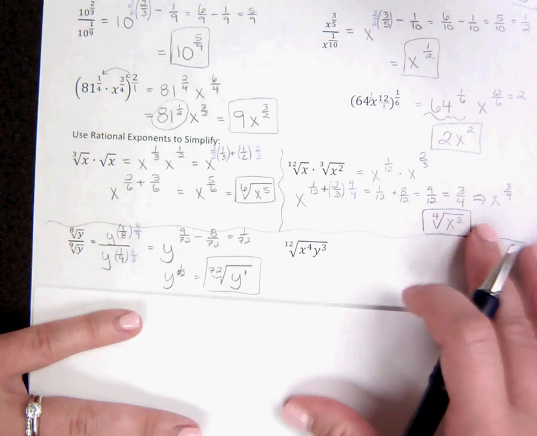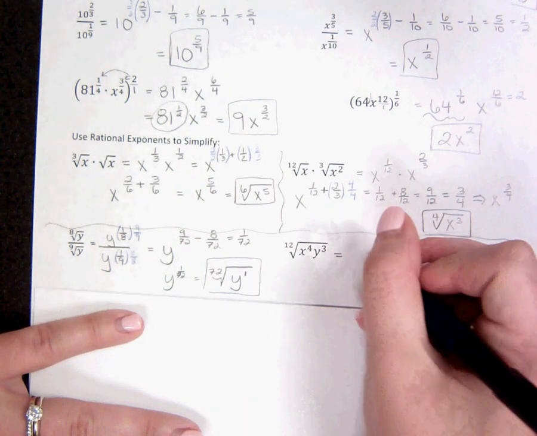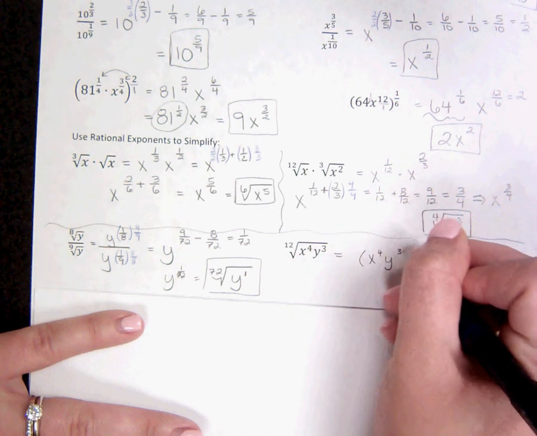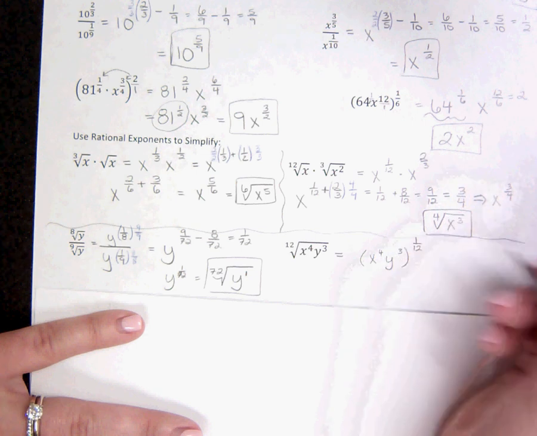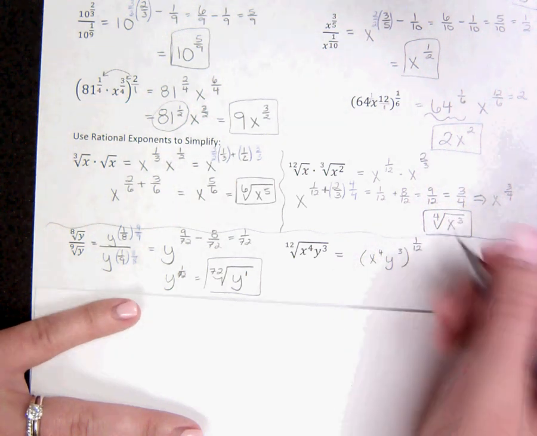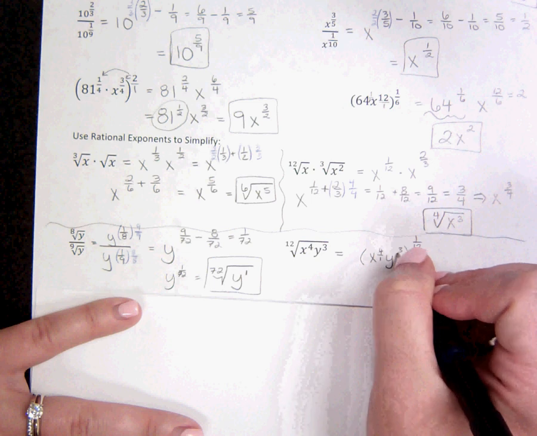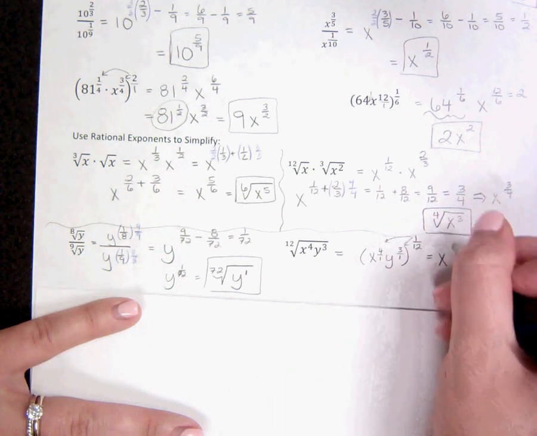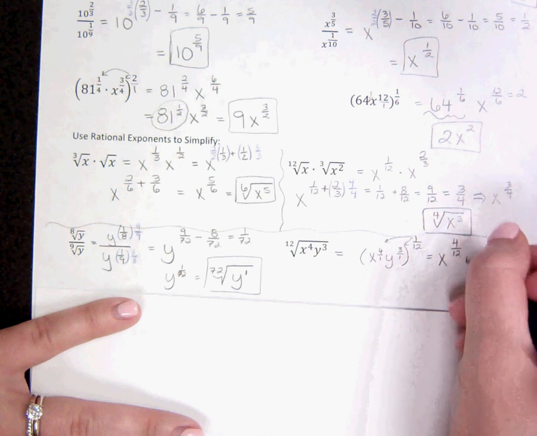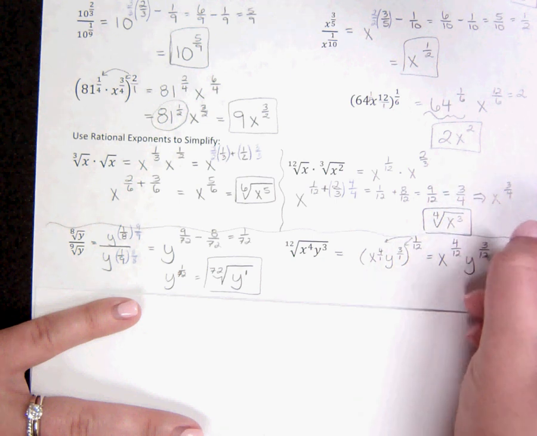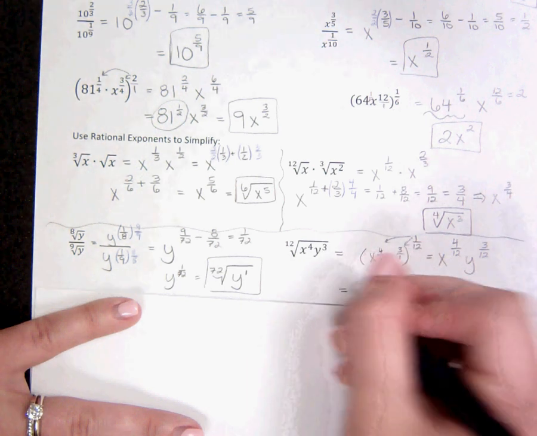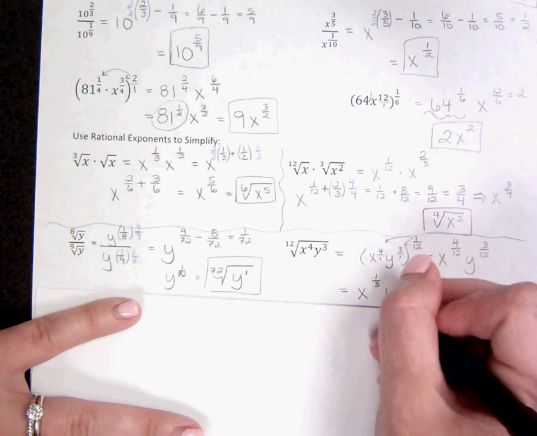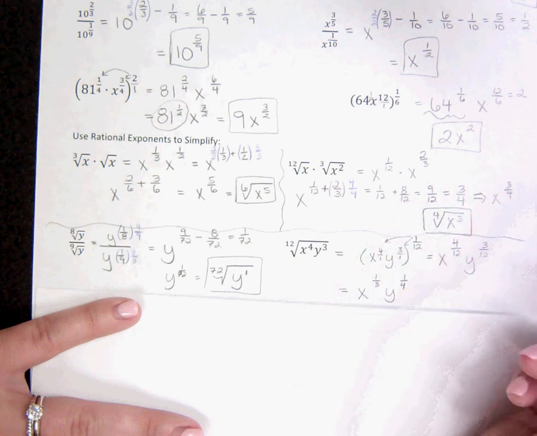And same idea here. I'm going to convert this into rational exponent form. So I have x to the 4th, y to the 3rd, being raised to the 1/12th power. I want to distribute that 1/12th power, so I'm going to put these guys both over 1 and multiply them down. That's going to give me x to the 4 over 12 times y to the 3 over 12. And I can reduce that to x to the 1/3, y to the 1/4.